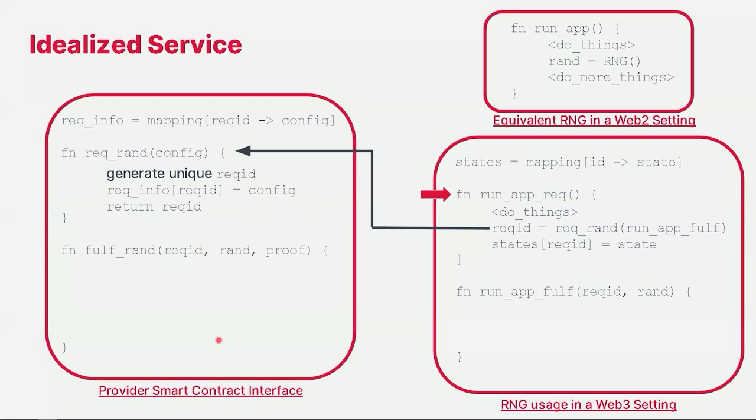Now, though, we'll see that for liveness, we actually have the provider call the fulfill rand function. We do the verification here.